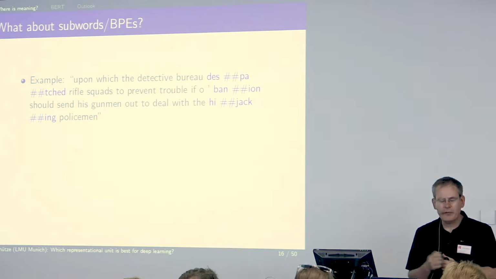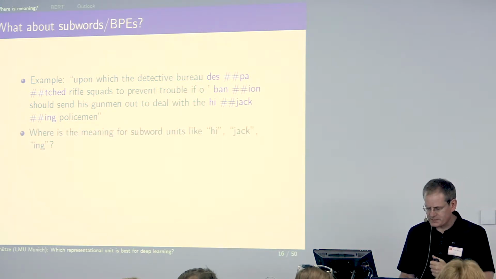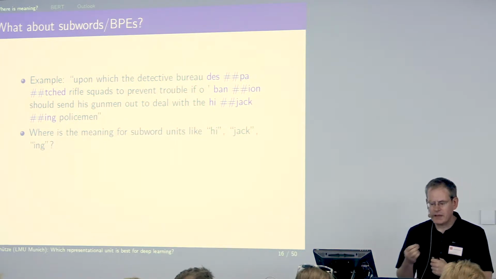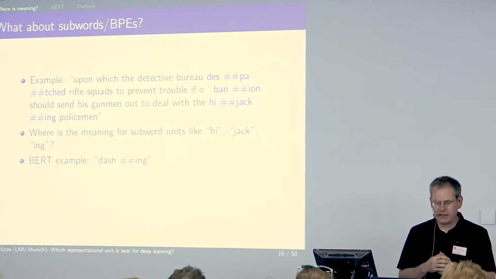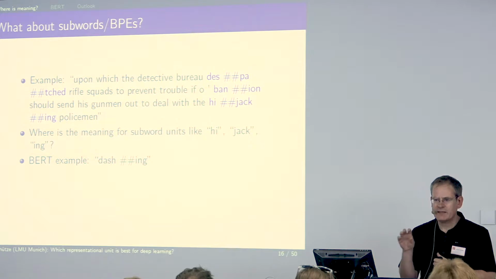So what does our picture look like for subwords? I want to ask, where's the meaning for subword units like hijack and ing? I'm actually going to use the example dashing. Dashing, in subwords as BERT uses them, is represented as two subwords, dash plus ing.